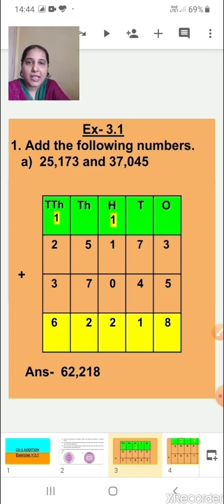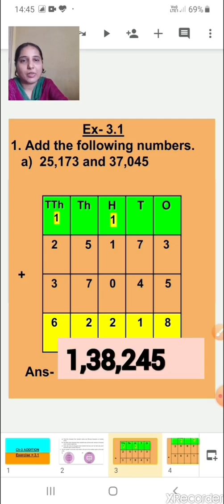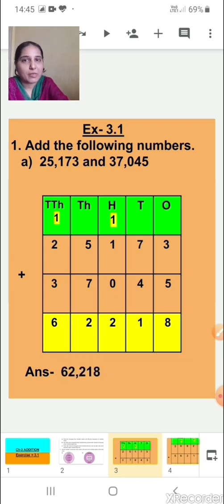So number A is 25,173 and 37,045. So children, you have to add them. So first we will draw a table like this where we will write the respective places like ones, tens, 100, 1,000 and 10,000. Now we will place these numbers to their respective places and then we will add them. So while adding, we always start from the ones place.